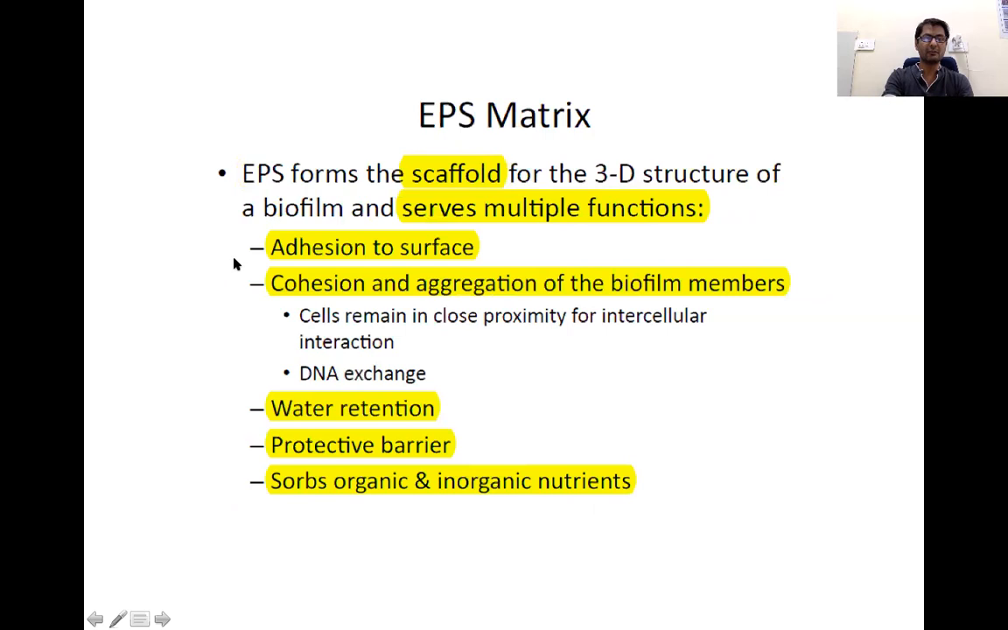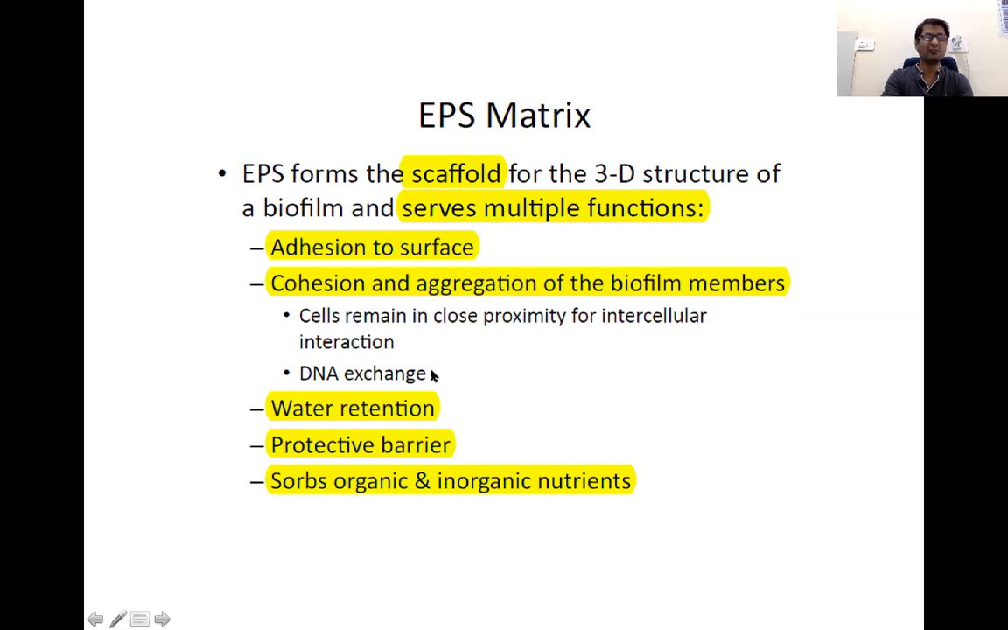And this extracellular polymeric substance consists of a number of chemicals like proteins, carbohydrates, polysaccharides, DNA, and lipids. And there are several functions which EPS does. It is required for the adhesion to the surface so that the biofilm can grow, and for the cohesion and aggregation of the biofilm members. These biofilm members could be intraspecies or interspecies. Cells remain in close proximity for intercellular interaction.